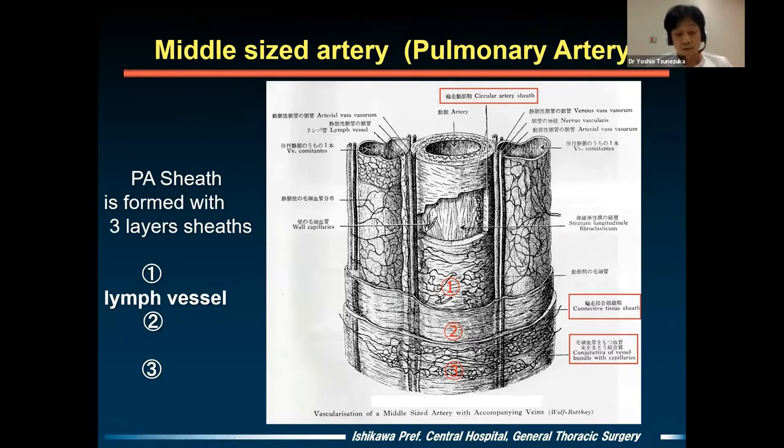Theoretically in Japan, some leading surgeons assert that we have to resect the inner layer of the sheath for a systemic dissection of lymph nodes and lymph vessels. But it is sometimes impossible or challenging to do because of inflammation or wall invasion of cancer. And as another problem, the arterial wall becomes weak by peeling the vessels.